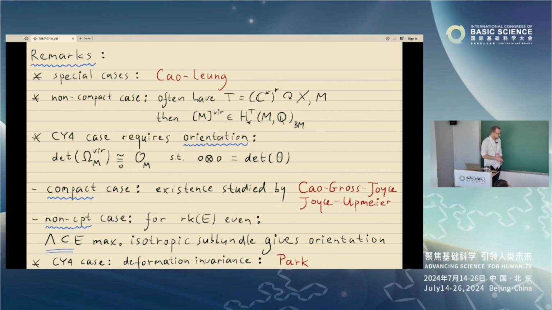And let me also stress that the deformation invariance is rather delicate in the Calabi-Yau fourfold case and was recently established by Yeongjun Park. So this class is invariant under deformations of the complex structure. But it's not complete: it has to do with whether -2 shifted symplectic structures behave well in families. So there's an assumption there which is not always satisfied.